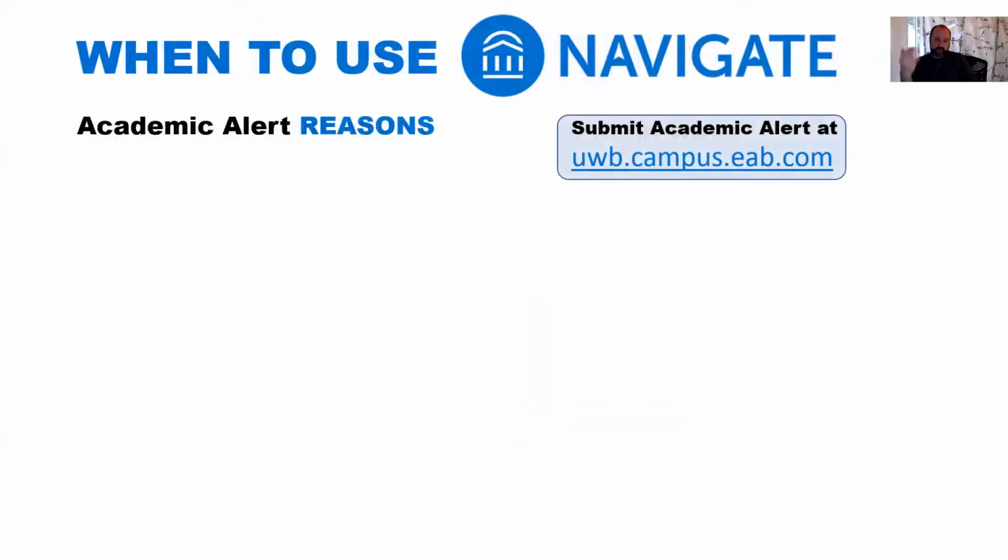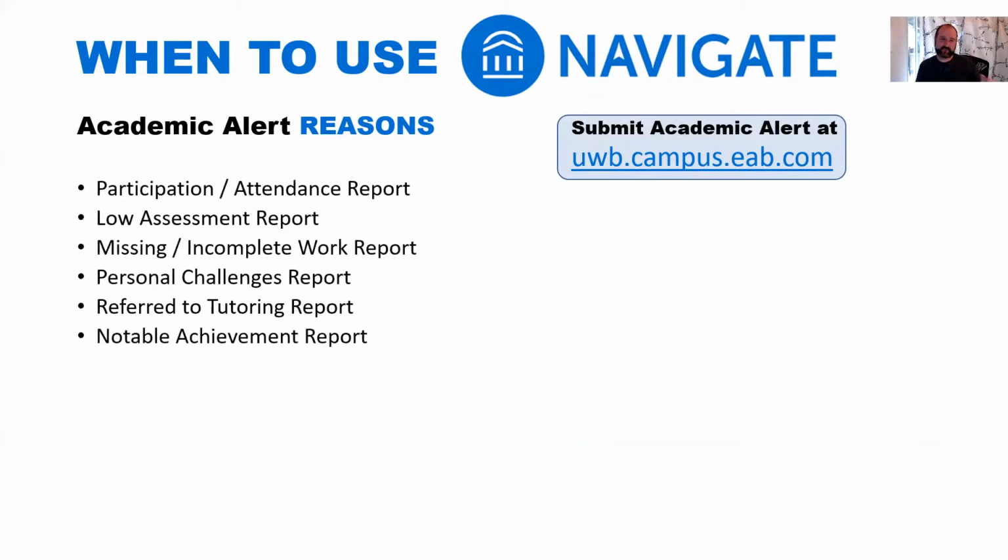So when would you issue an alert for a student? In Navigate, we've set up a series of reasons that you might issue an alert. The first section of them are called reports, right? So we have a participation attendance report, a low assessment report, a missing or incomplete work report, personal challenges report, referred to tutoring report, or notable achievement report, okay?